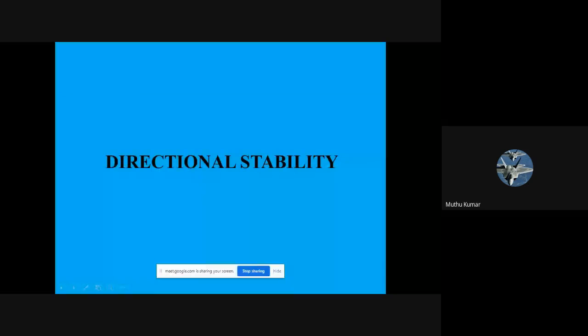So let's look at the other two stabilities. Okay, I just shown you longitudinal stability. Let's look at directional and lateral stability. What are the elements? So can you see the PPT right now? It says directional stability. Yep. Sir, visible, sir. So super.